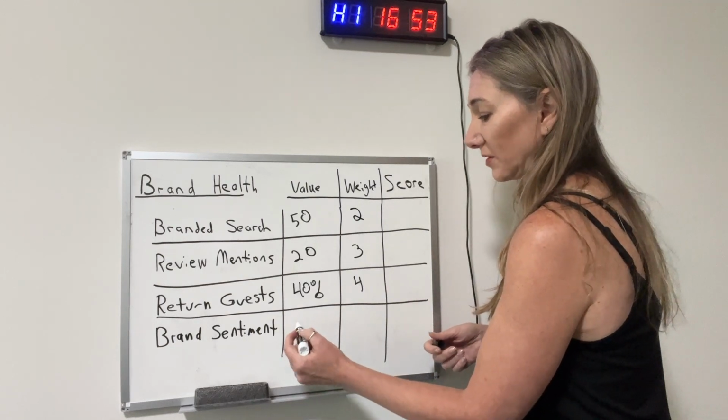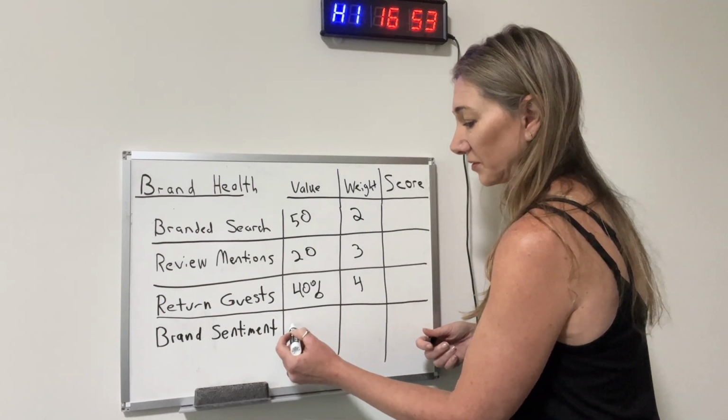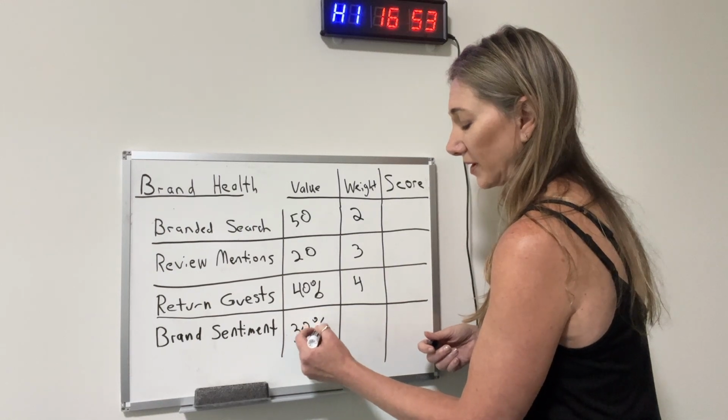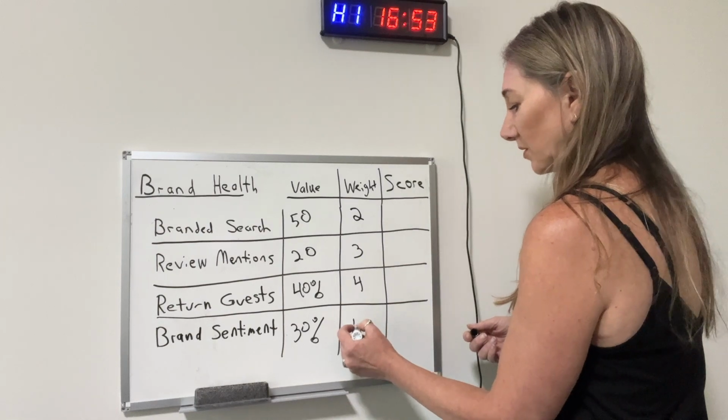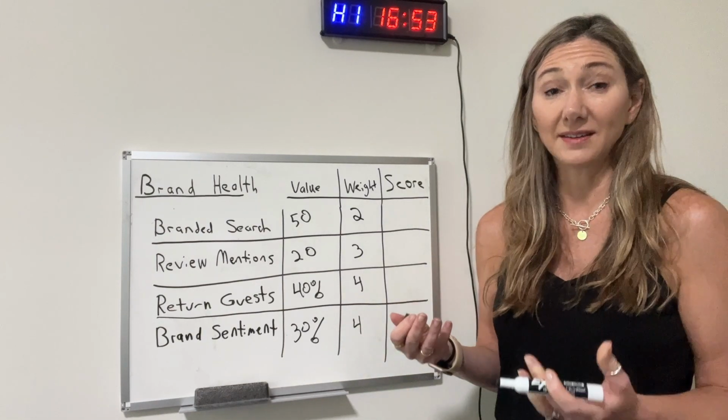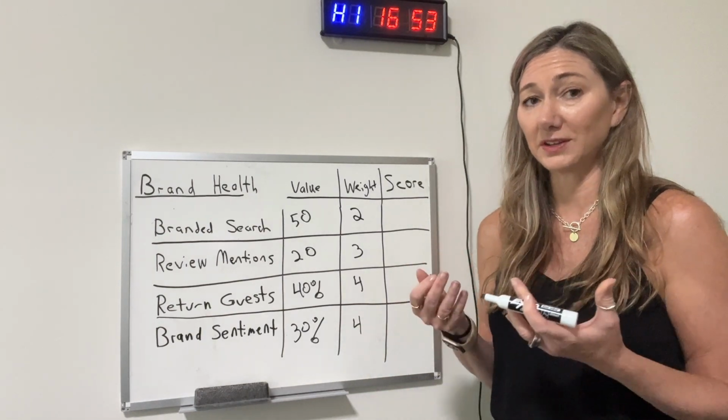So if you give yourself another 30% for having 30% positive mentions, that's huge. So you want to give that another weight of 4. It's a heavy thing to get positive reviews. We're going to give it a 4.